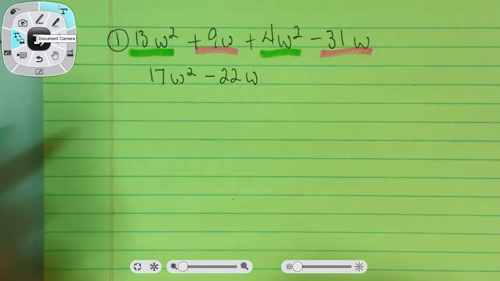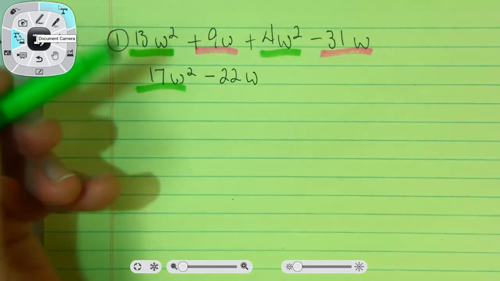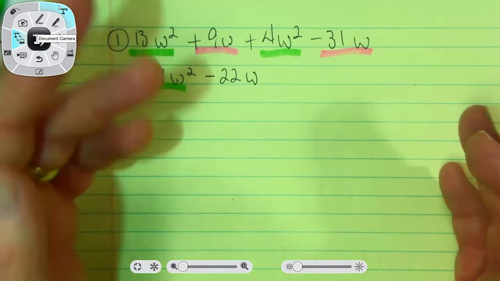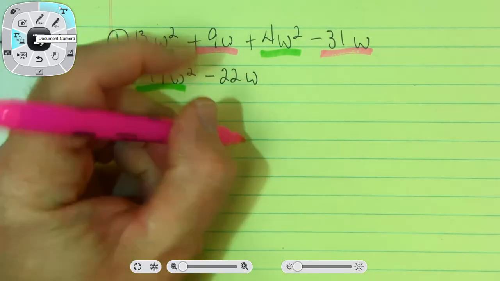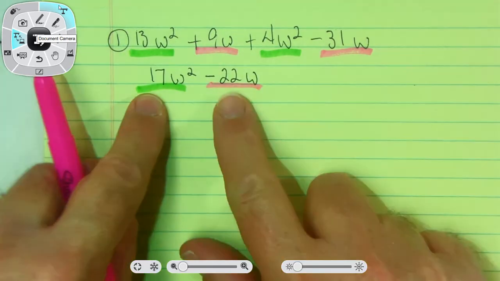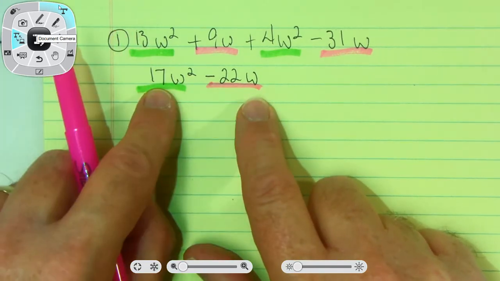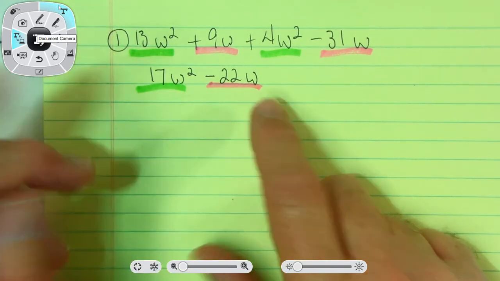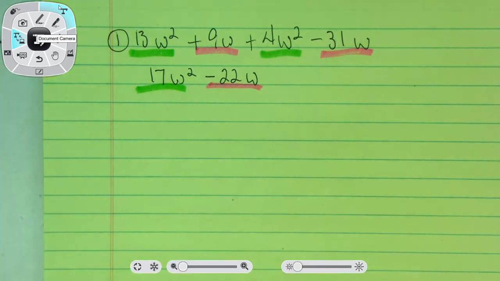All right, so there's my w squared. With 9 and negative 31, one was positive, the other was negative, so I had to subtract. I can't combine 17w squared and 22w because one's a w squared, the other is not. Let's look at the second example.